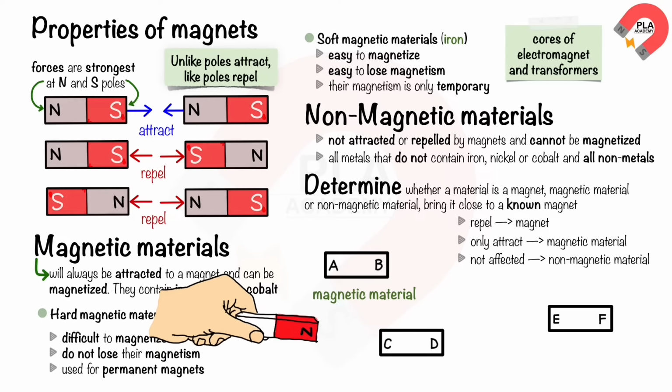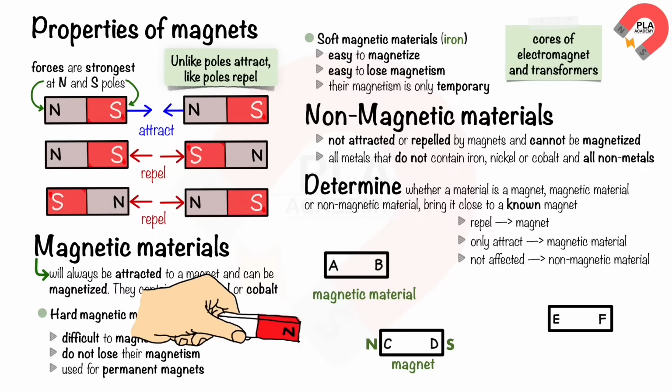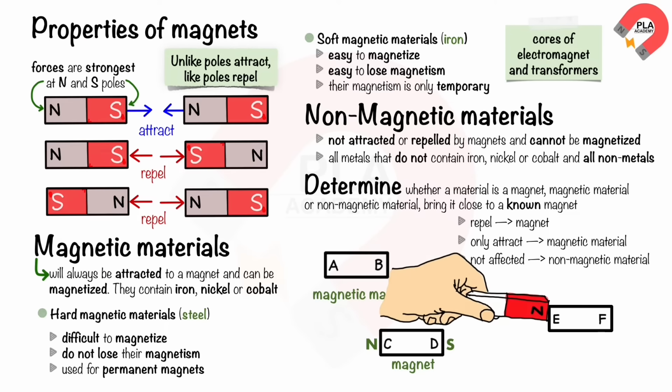When a north pole is brought near the end C, they repel each other. This shows that bar CD is a magnet, and the end C is a north pole, then the end D is a south pole. When a north pole is brought near the end E, nothing happens. This shows that bar EF is a non-magnetic material.